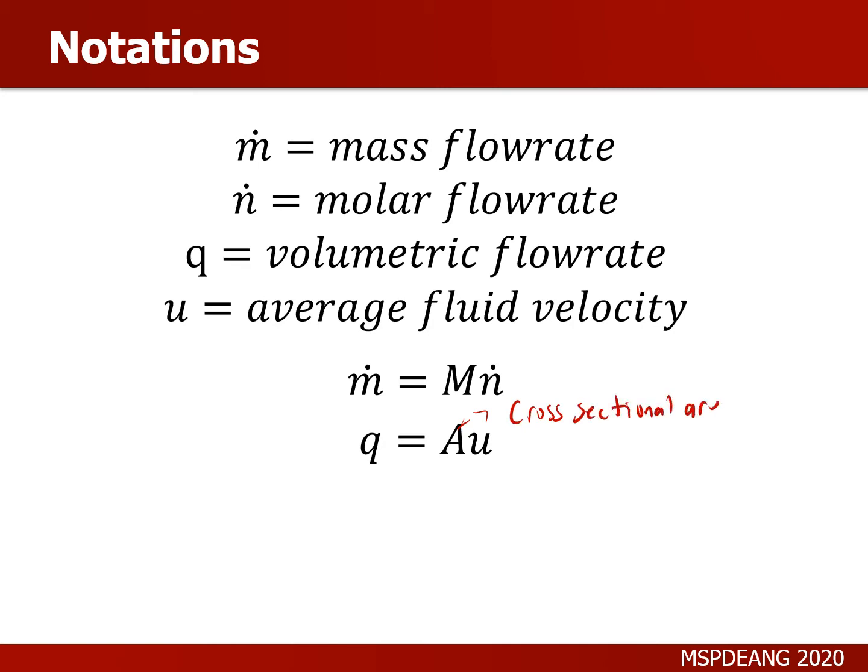So this is the cross-sectional area. In some references, S is used, but for now, let's just use A. And the mass flow rate is equal to the density times the volumetric flow rate, and that is equal to the density times the cross-sectional area times the average fluid velocity. In some cases, you can also represent this as A U over V, where V is the reciprocal of the density. So V again here is the specific volume of your fluid.